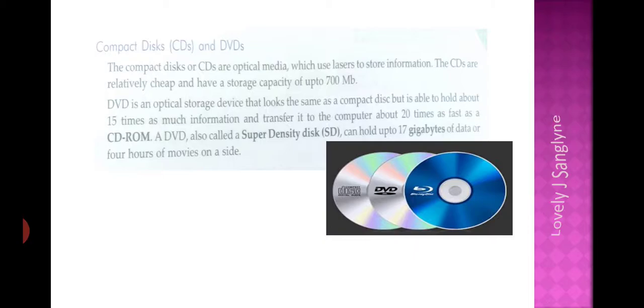Next is the DVD. A DVD is also called super density disc or SD. DVD stands for digital versatile disc or digital video disc. DVDs are much faster than the CD-ROM, and they are rewritable. That means you can read and you can write, and you can erase whenever you don't need the data or the information anymore. You can delete those.